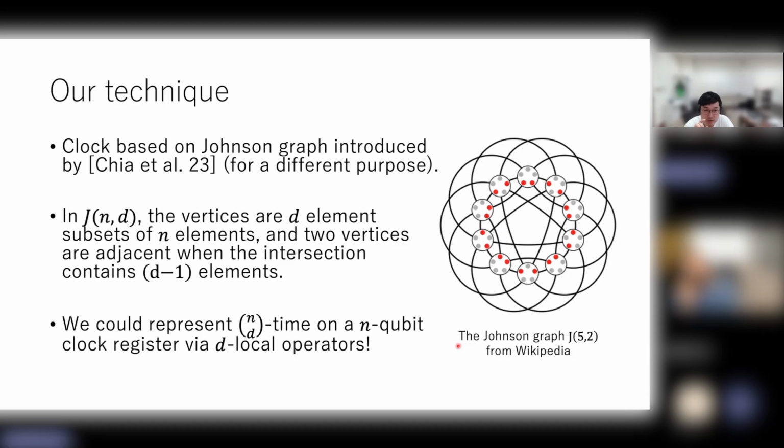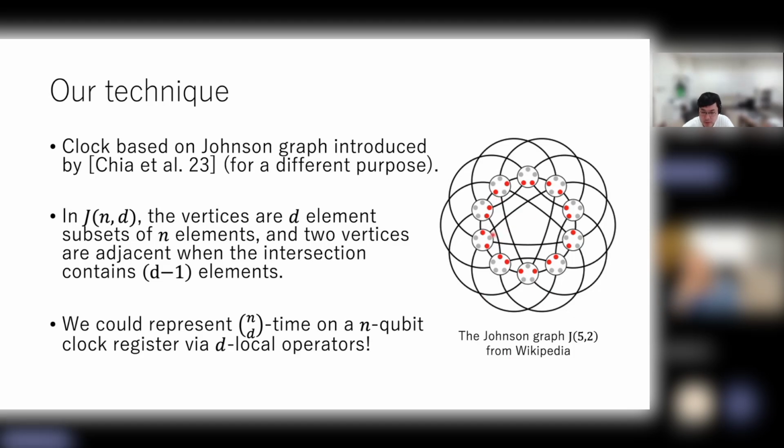And in the n-choose-d Johnson graph, there are n choose d vertices. And the good point is we have very local operators to move vertices. So we could have a very nice clock from the Johnson graph.